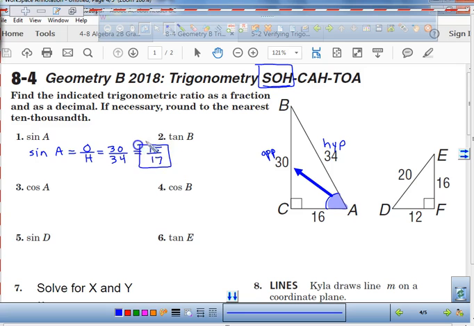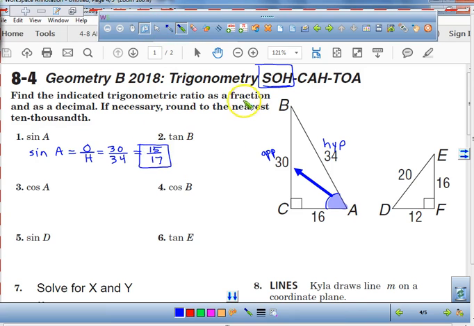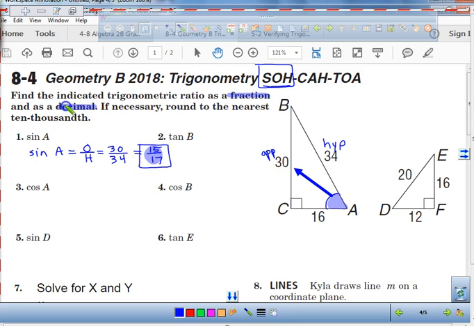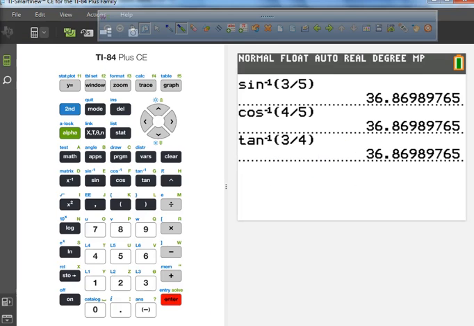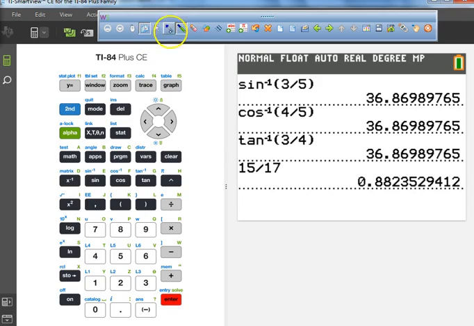By the way, when it says find the answer as a what? As a fraction. That is your answer as a fraction. And then it says I want you to also find it as a what? Decimal. So let me explain what I want you to do as a decimal. If you don't know this, you could put this in your journal. Type in 15 divided by 17. I want you to press enter.